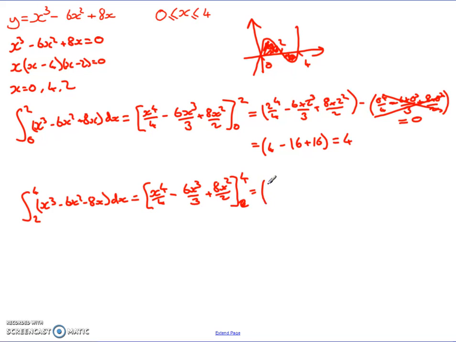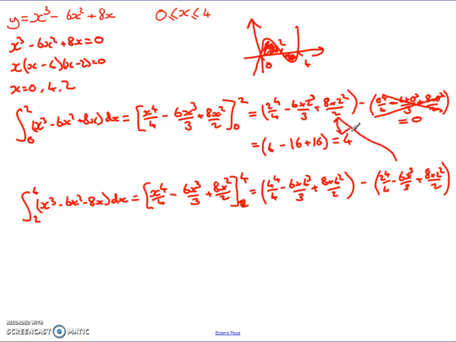So substituting the upper limit, I get 4 to the power of 4 over 4, take away 6 times 4 cubed over 3 plus 8 times 4 squared over 2. Then it's take away the lower of the two limits, which is 2 to the power of 4 over 4 minus 6x cubed over 3 plus 8 times 2 squared over 2. Now this one here, the lower limit, actually we know that already. It's this part here, which is 4. So I know that that equals 4. I don't need to worry about mucking around with that calculation. I can just stick to my upper limit, calculating that and then combining it with this one.